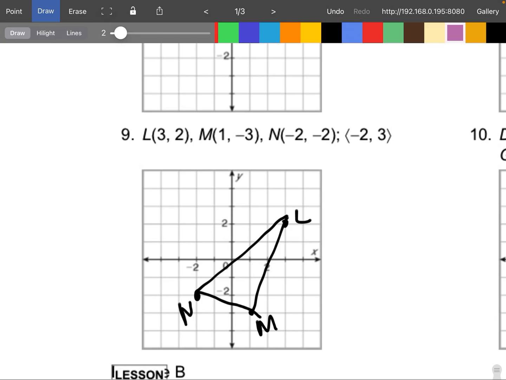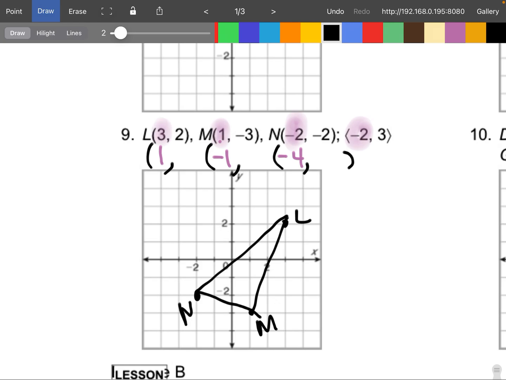Now, in order to translate it, we're going to take all of my x values and add negative 2. That's what this vector means. So we're going to add negative 2 to every number. Well, 3 plus negative 2 would be 1. 1 plus negative 2 would be negative 1. And 2 plus negative 2 would be negative 4. So that's for your x values.